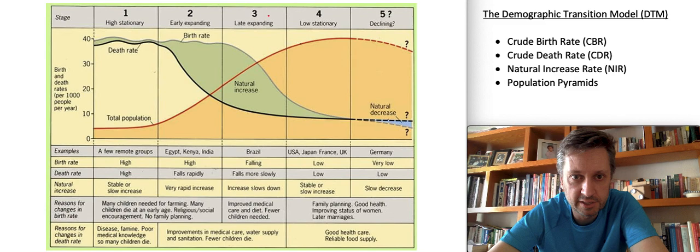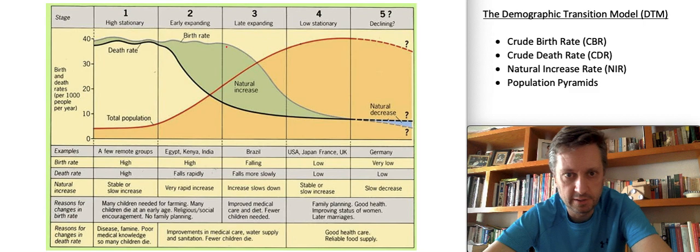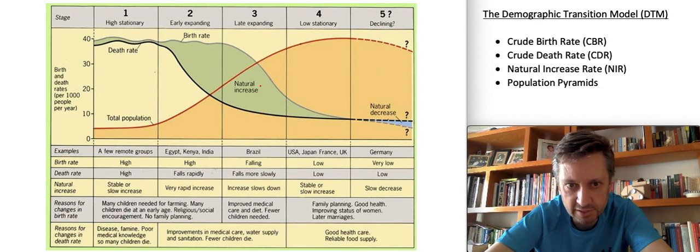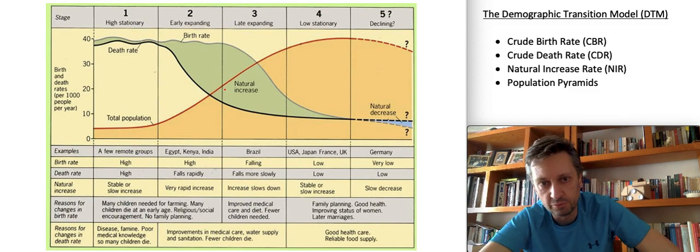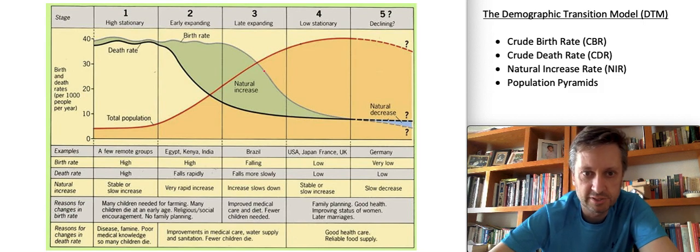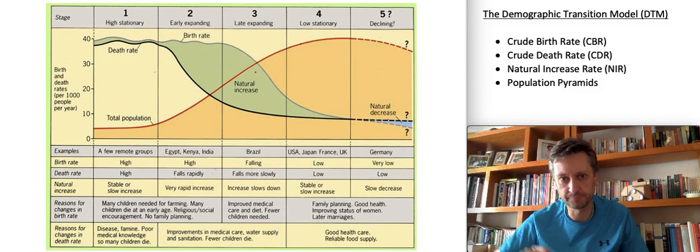Then we get to stage 3. Stage 3 is a population where the birth rate is decreasing and the death rate continues to decrease but less rapidly. There's still a fairly big difference between the birth rate and the death rate, and therefore natural increase rate continues to rise. So it's still a rising population, but it's beginning to show signs of plateauing off. So the natural increase rate is falling.